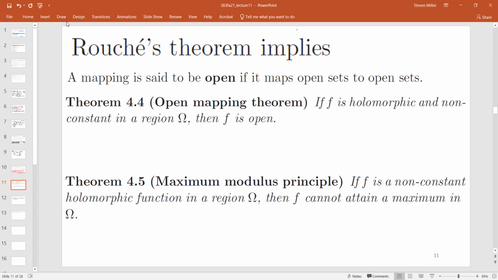The next is the maximum modulus principle. If f is non-constant and holomorphic, then f cannot attain its maximum in the interior. The maximum has to be attained on the boundary. So that's really nice in terms of where you need to look to find certain optima. So again, we are going to do a lot more on these in the next class.